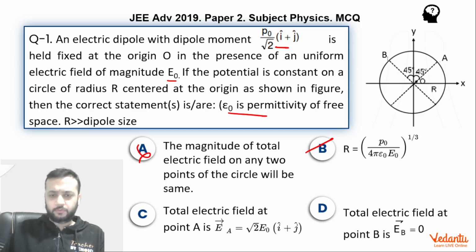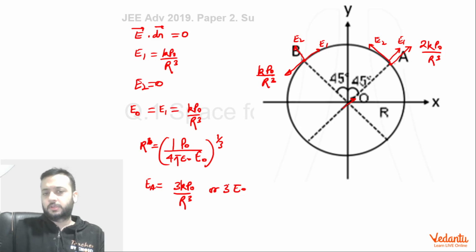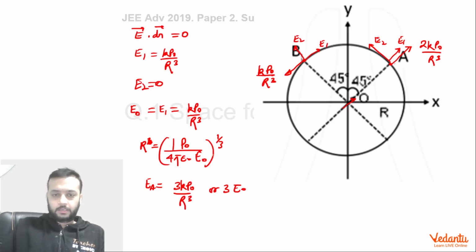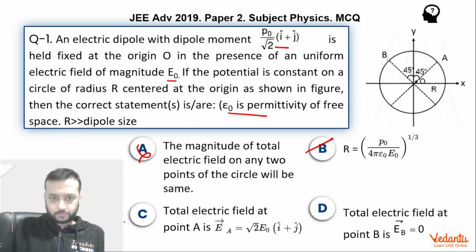Because if you write that in vector form also, it will be i cap by root 2 plus j cap by root 2. So again, you can see it's not matching, okay? So this option is wrong.